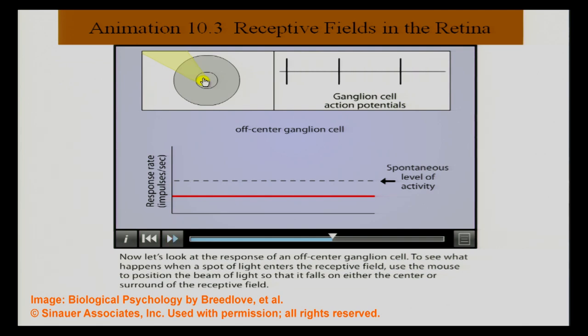So if I had a constant light on the receptive field and then I decreased the amount of light in this receptive field center, this cell would increase its response. It's off-center. It turns on to a decrement in light.